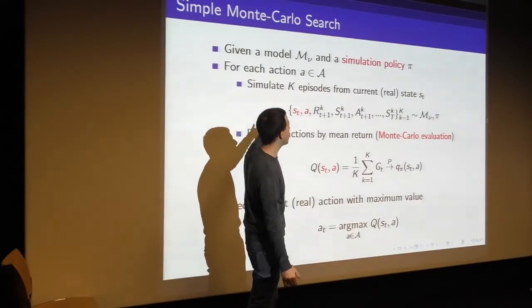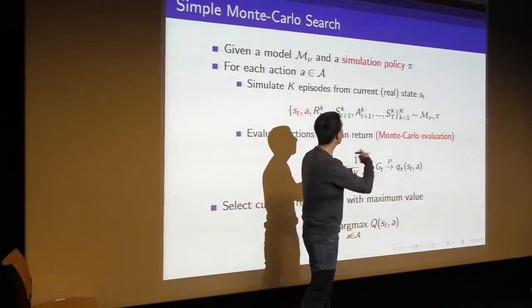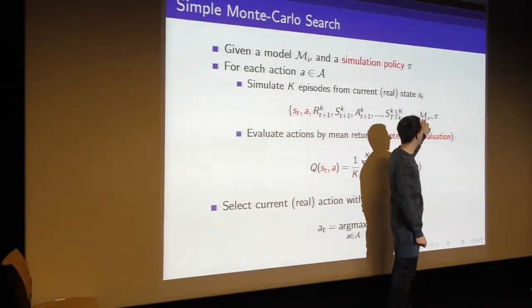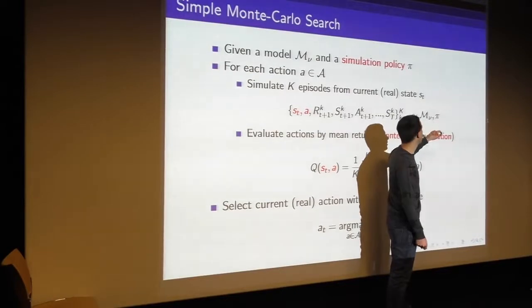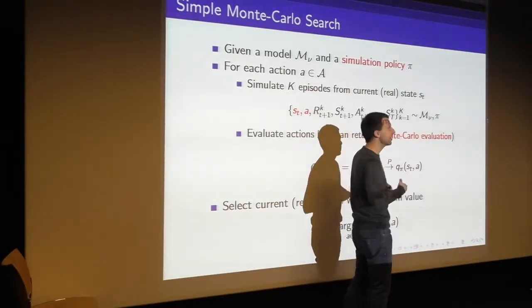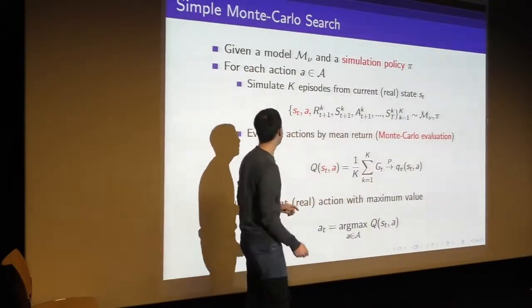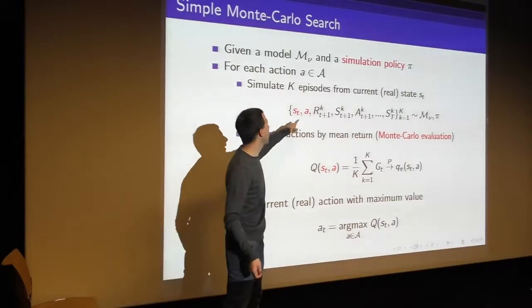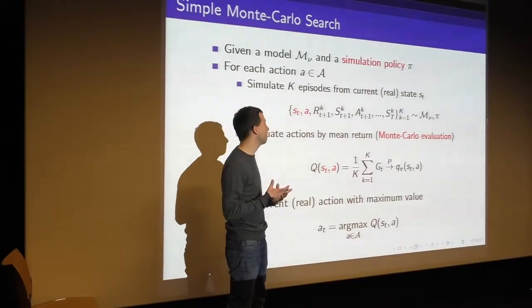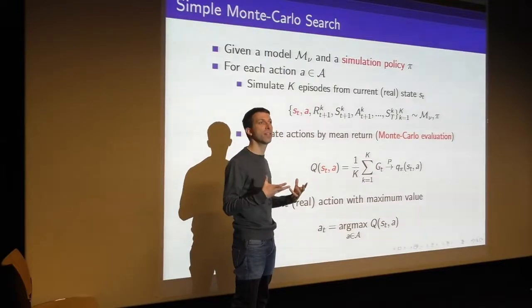For each one, I'm going to generate big K episodes by sampling from our model and from the simulation policy. So we're going to pick actions according to our own simulation policy, and we're going to see how the world transitions by using our model. Then we're just going to evaluate each of these actions in the simplest possible way by Monte Carlo evaluation, which just means we take the mean of the returns.